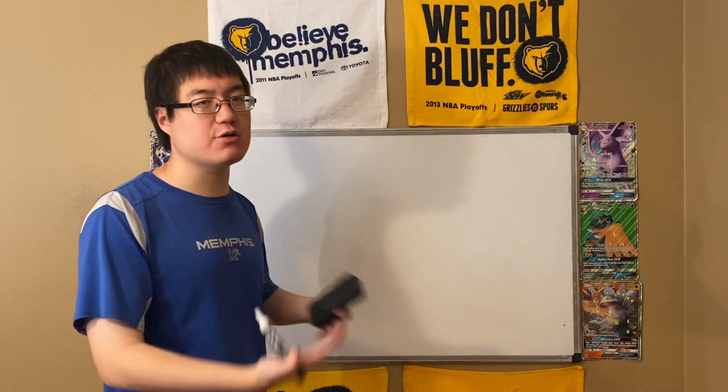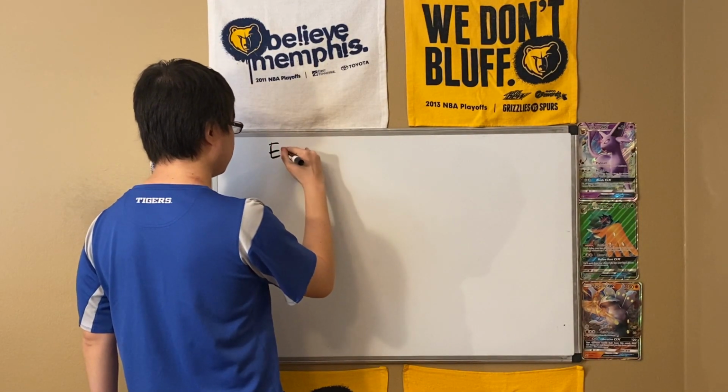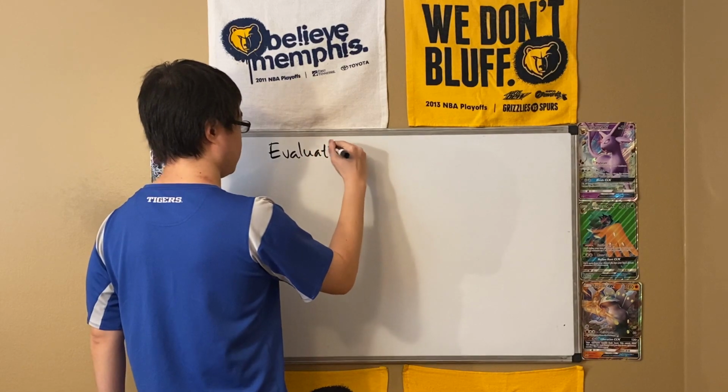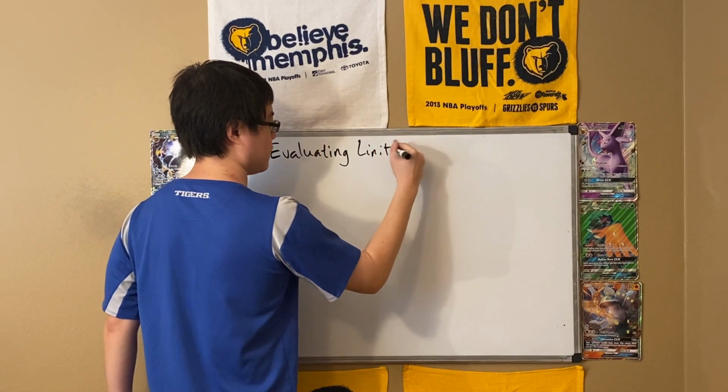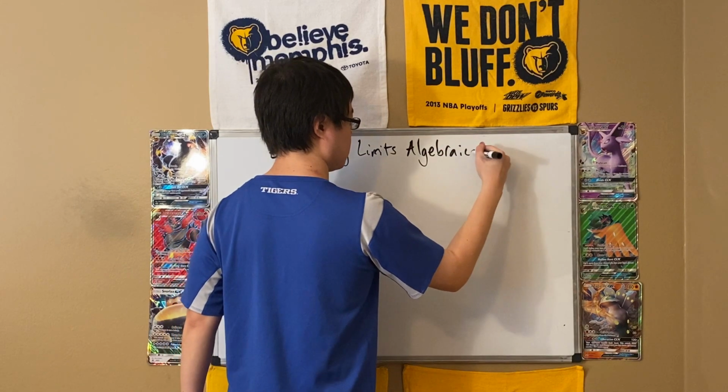First off, I'm going to write out a few steps that might not be the most useful steps in the world, but I like to write them out just to have a general gauge of what we're trying to do here. So what we're doing is we're evaluating limits algebraically. So what are the steps here?